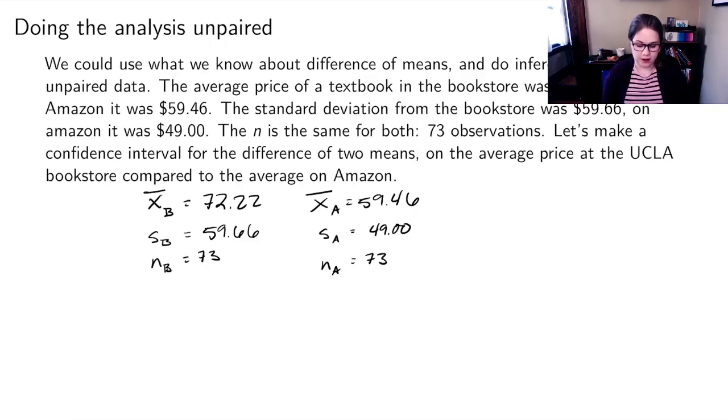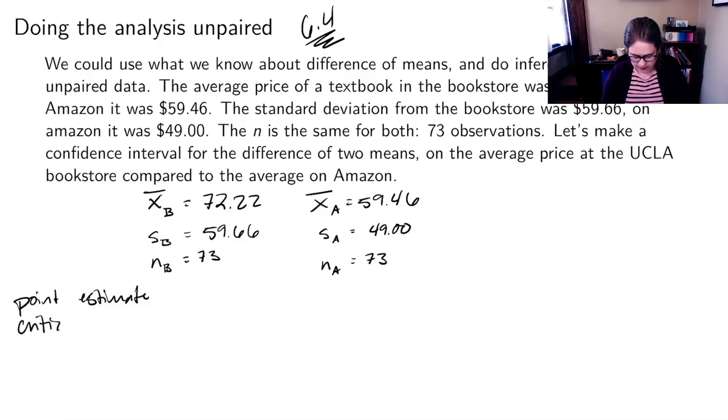So we could do the analysis like we did in 6.4 and do unpaired analysis. So we're going to make a confidence interval for the difference of these two means, the average price at the UCLA bookstore and the average price on Amazon. So I'm going to go through my usual steps. I'm going to do the point estimate, find the critical value, find the standard error, check the conditions, make the interval, and interpret.